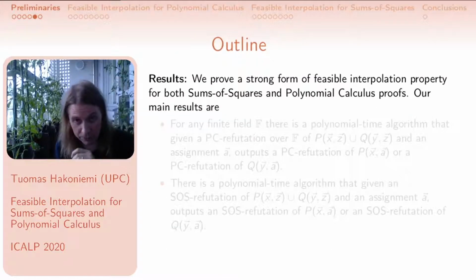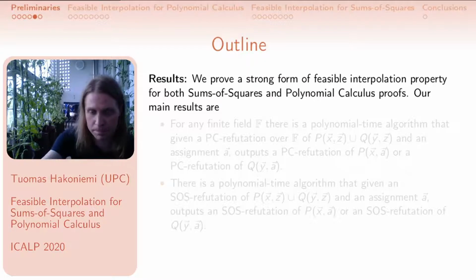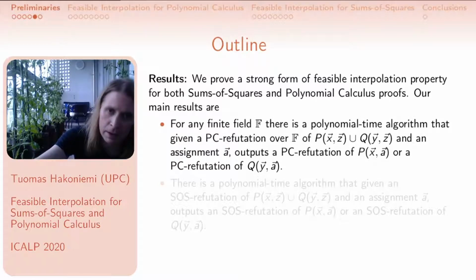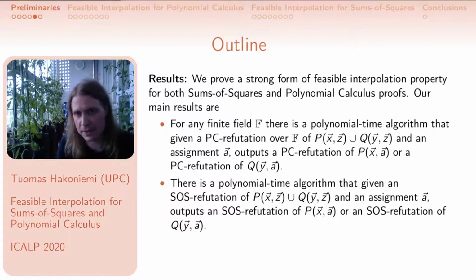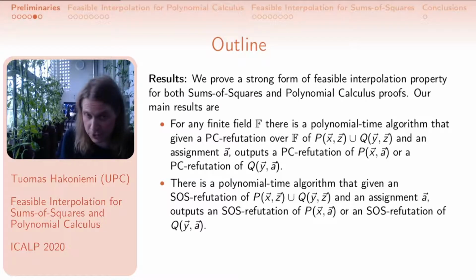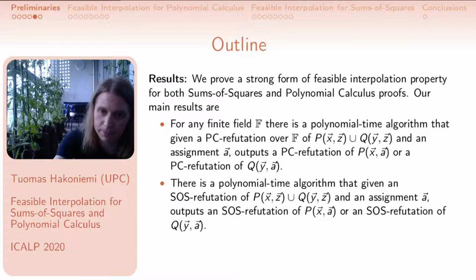So here we prove the feasible interpolation property for both sums of squares and polynomial calculus in a rather strong form. Namely, we show that not only is the interpolating function computable in polynomial time in terms of the size of the given refutation, but one can actually find a refutation of one of the constants in polynomial time in both cases.